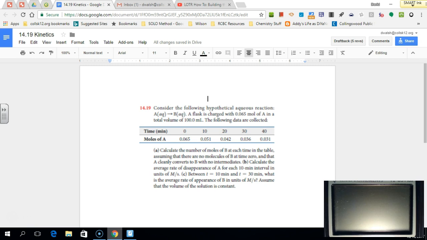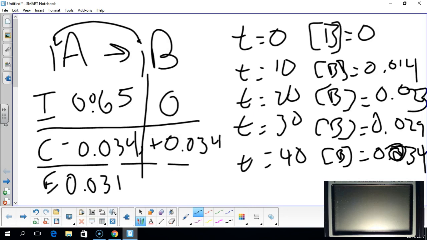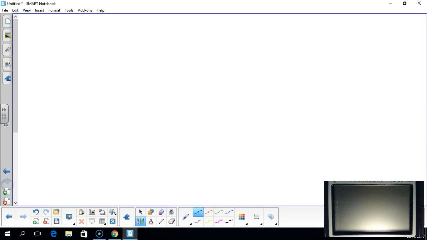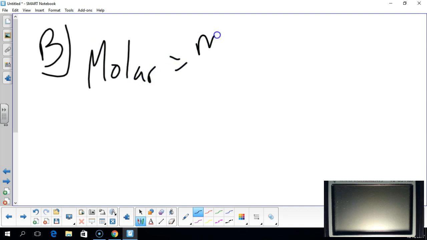Now part B says calculate the average rate of disappearance for each 10-minute interval in units of molar per second. There's a lot to do in this part B. First of all, we have to convert to molar, and then we also have to convert to seconds. So let's convert and then calculate. I'm going to get a new page here for part B. Remember that molar is equal to moles over liters.